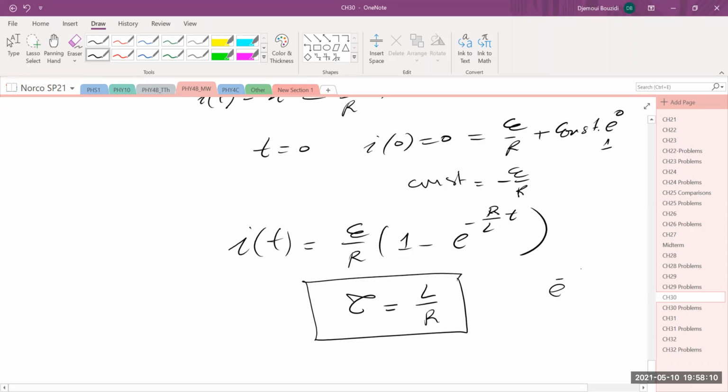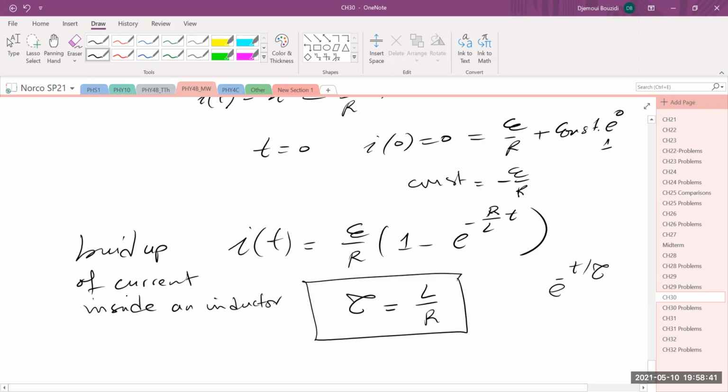So this looks like it's exponential minus t over tau, where tau is L over R, okay? And then, since it's a current, it must be a voltage over an ohm, and it is. So that is the difference between the two. So this is basically one way of looking at this one in here. So this is the buildup of a current inside an inductor.